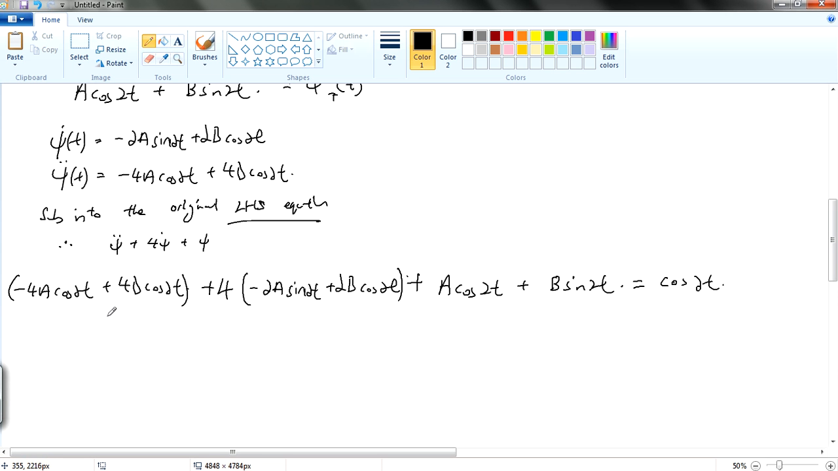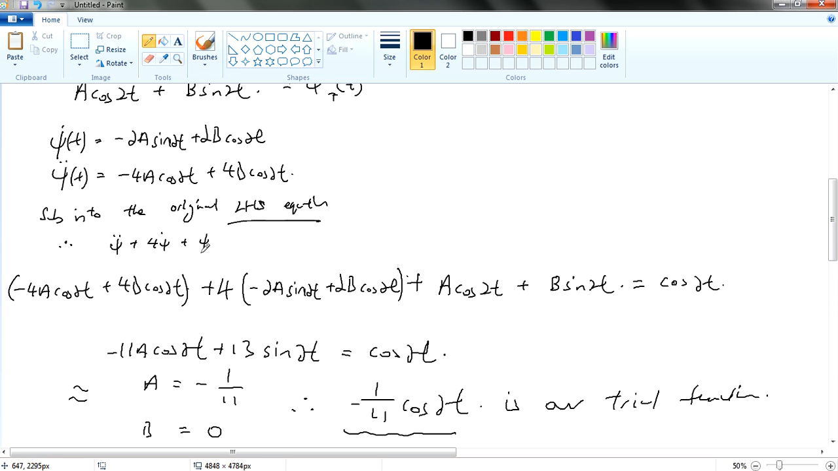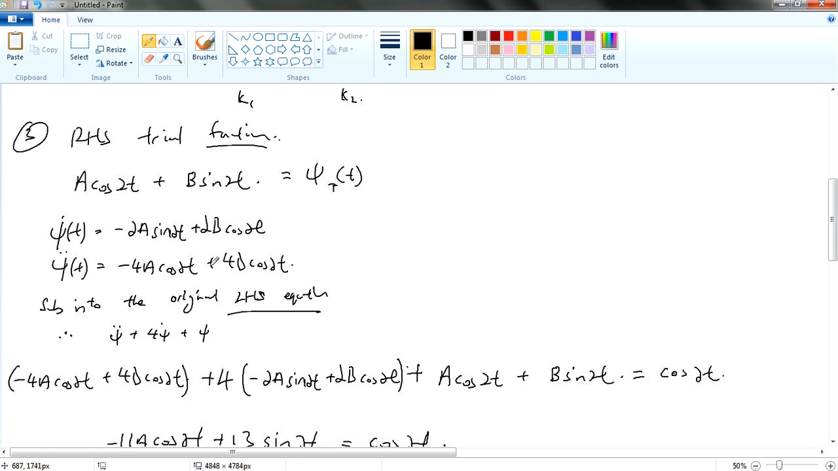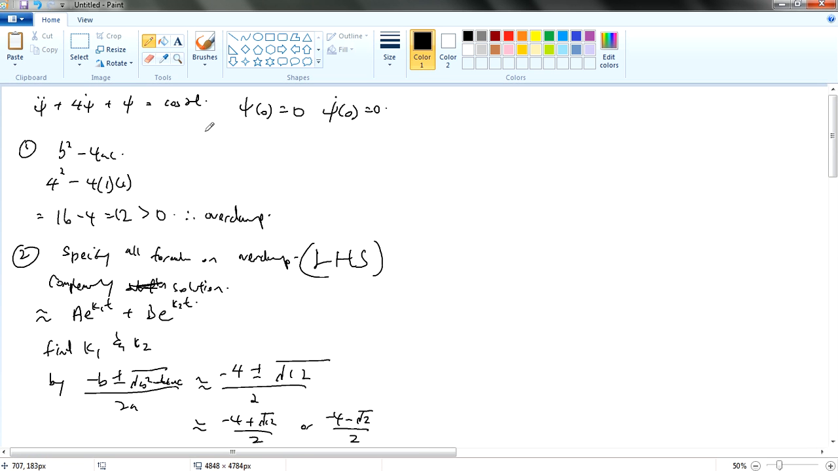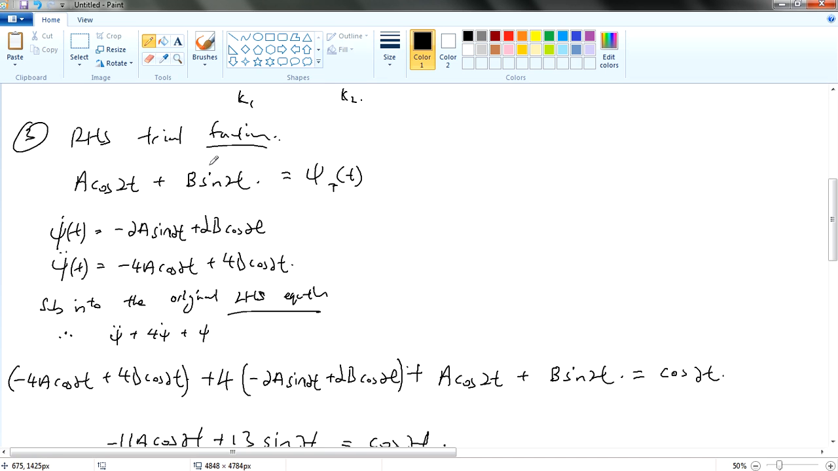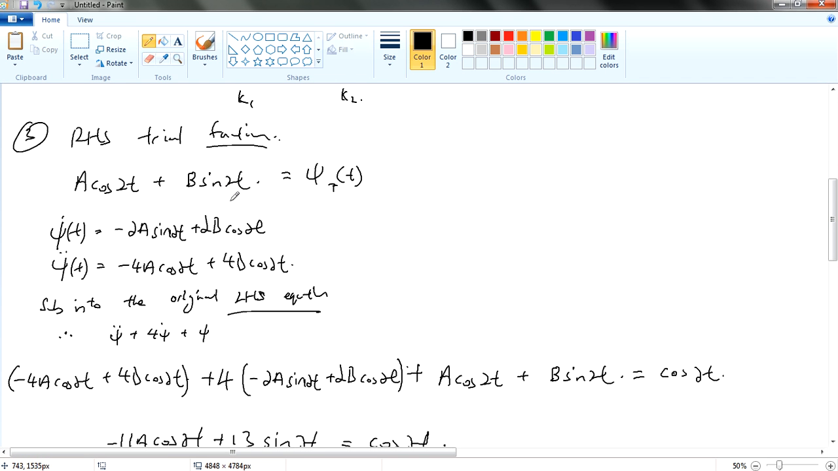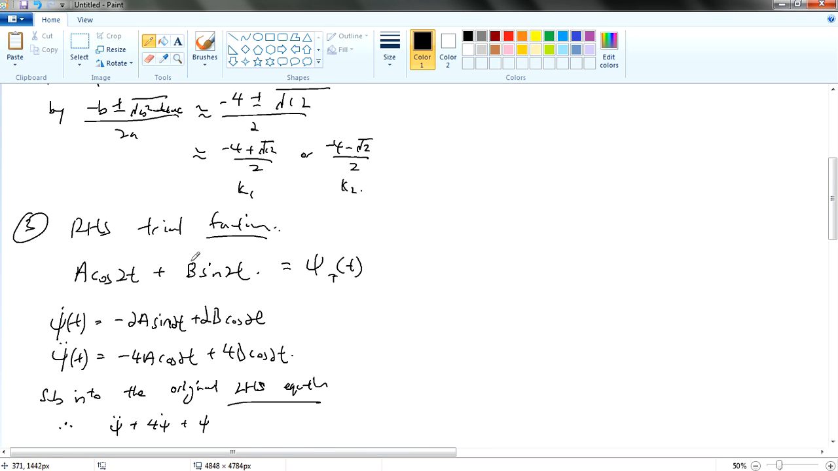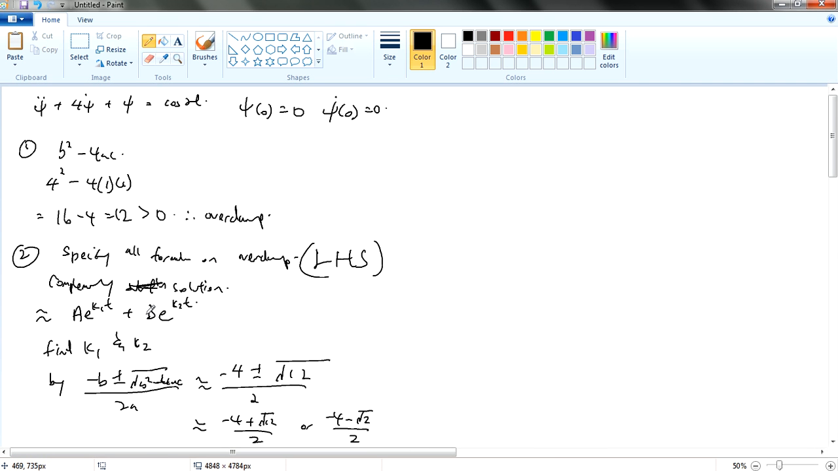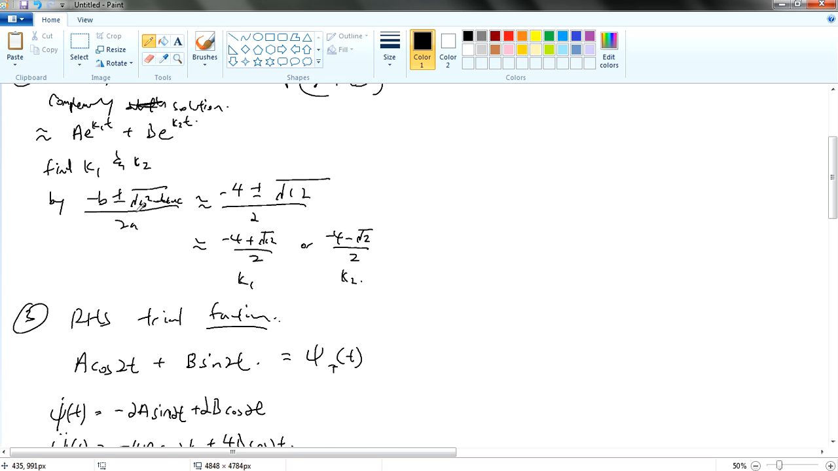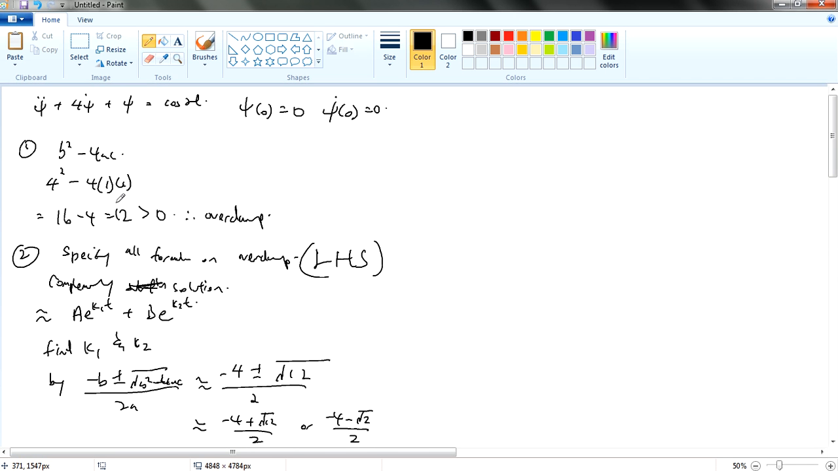Okay, maybe give me a minute. Okay, to repeat again: first I take this cosine 2t. I put in the particular function, which is a cosine 2t plus b sine 2t. Okay, actually this a and b is different from the a and b of this. I read it wrongly, but please take note.